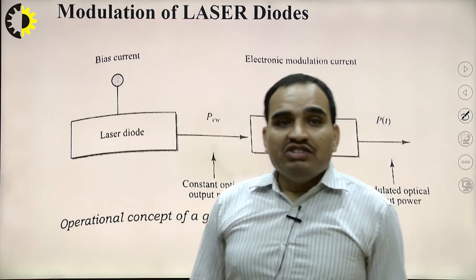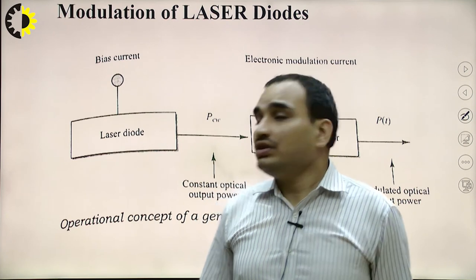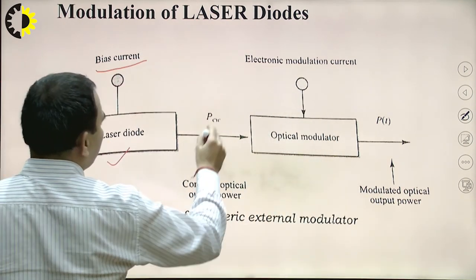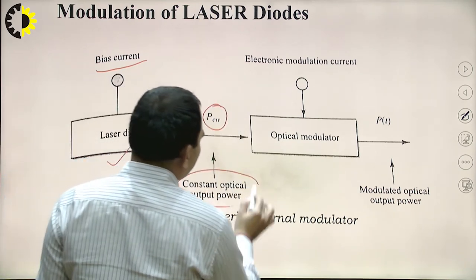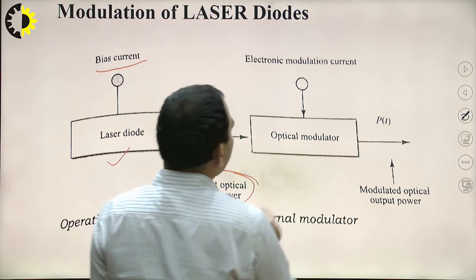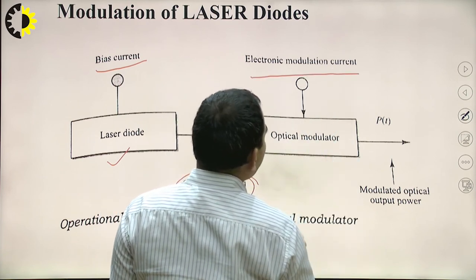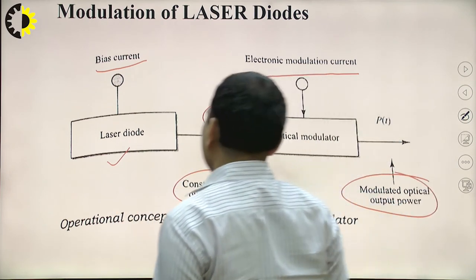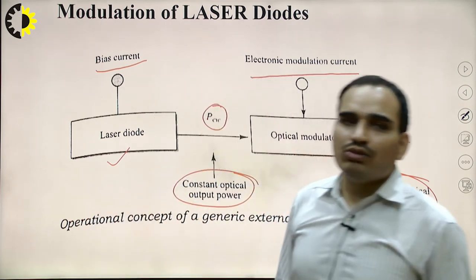Now the modulation of the laser diode, how we can use it for modulation purposes. We have the bias current to the laser diode. We get the continuous wave power, that is a constant optical output power. For the optical modulator, we provide the electronic modulation circuit to it, and the output is the modulated optical output power. So that is the operational concept of the generic external modulator.